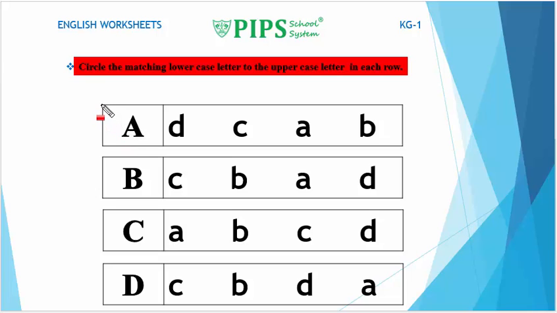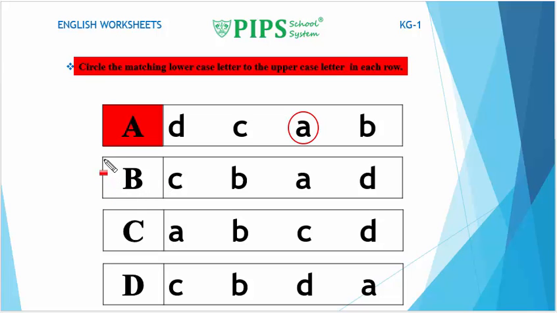The name of this letter is A. This is the uppercase letter A. KG1 class, let's see where is the lowercase letter A. Here is the lowercase letter A. Now we will circle it like this.